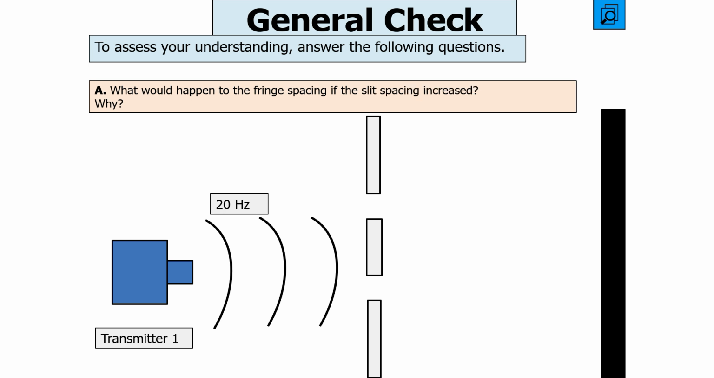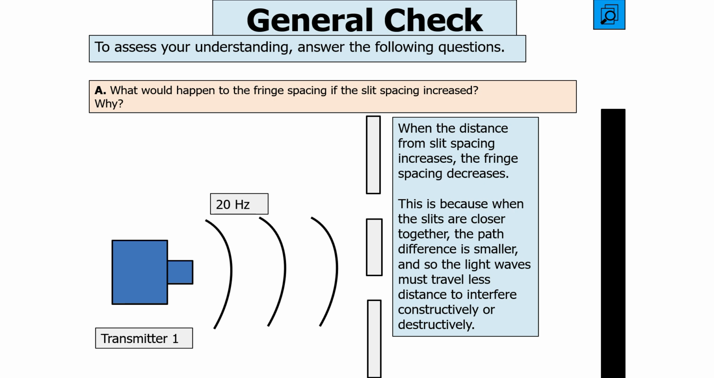What would happen to the fringe spacing if the slit spacing increased and why? When the slit spacing increases, the fringe spacing decreases, because when the slits are closer together, the path difference is smaller, so the light waves must travel less distance to interfere constructively or destructively.